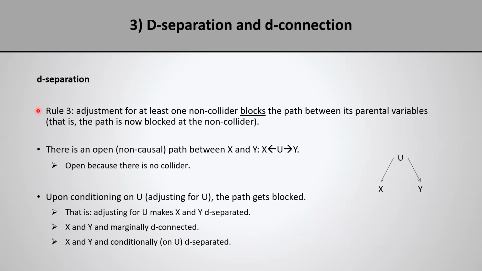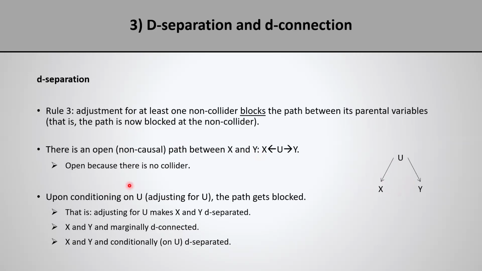So now let us consider the d-separation rule 3. And this rule says that adjustment for at least one non-collider blocks the path between its parental variables. That is, we would say that the path is blocked at the non-collider. So consider the path x, u, and y. We can see that there is a path between x and y. This path is open because it contains no collider, and it is a non-causal path because it is not pointing from x, it is pointing into x.